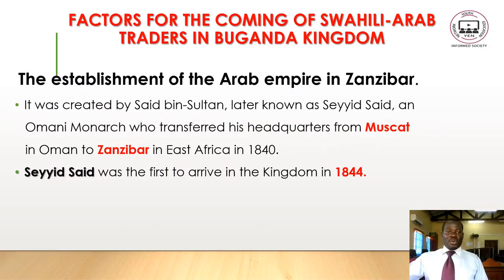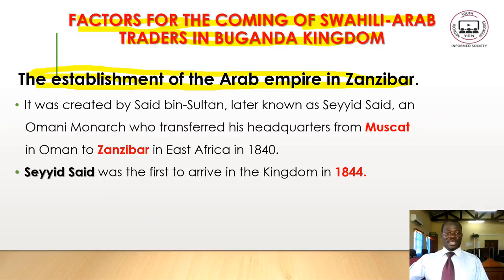Here now we are going to look at the factors for the coming of the Swahili Arabs, Arab slave traders, in Buganda. So the arrival of the Swahili Arabs in the kingdom. What were the factors that prompted the coming of the Arabs into Buganda Kingdom? Number one was the establishment of the Arab Empire in Zanzibar.